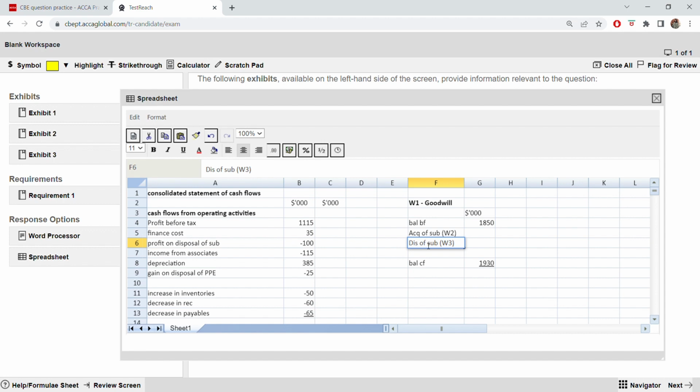You started with goodwill because that is what you need for operating activity to find the impairment. Then to know that, you need goodwill on acquisition, so working 2. Then you need disposal also, so working 3. And impairment will be the balancing figure. If there's a balancing figure, there's an impairment. Otherwise, no. But according to this question, let me tell you beforehand, there is a balancing figure.